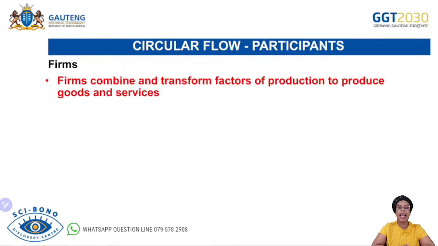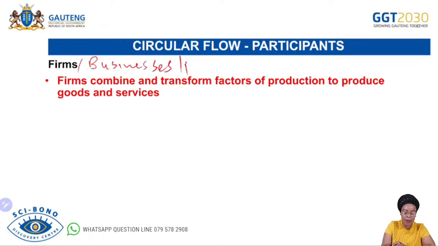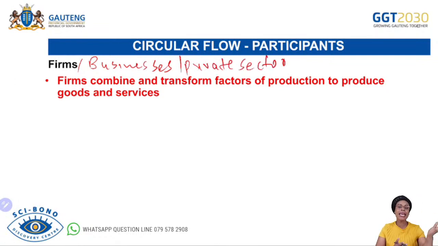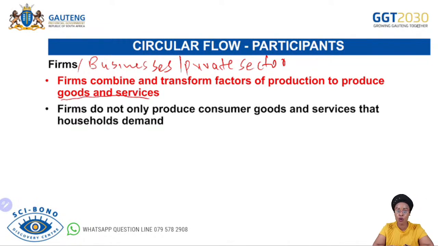Let's look at the firms. I said that you can call them businesses if you want. You can also call them what? Private sector. Okay, what do they do? After buying the factors of production from the household, they combine them and they produce goods and services. This is their role.